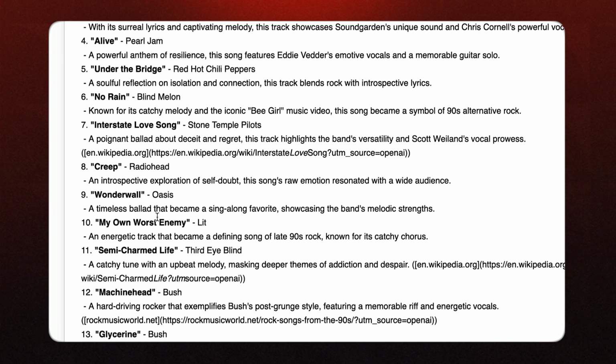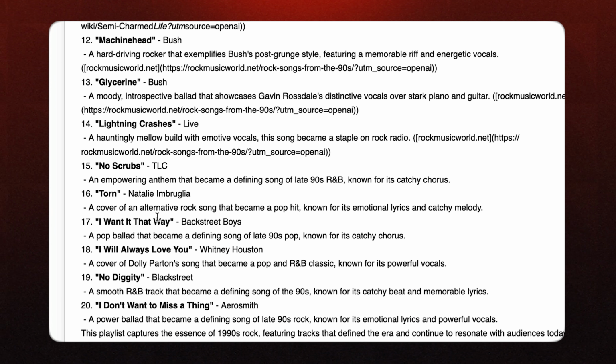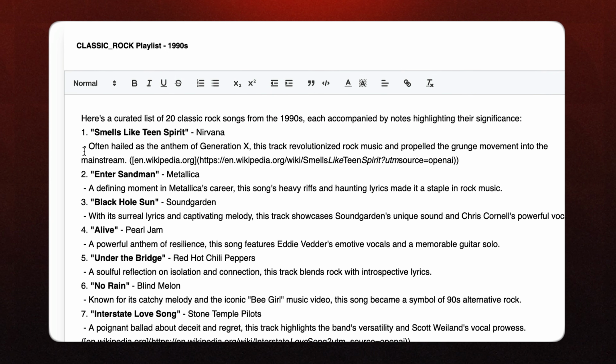We've got a list of 20 different songs, and beside each song, we have a description. So this is going to save us so much time when we're on air and we're actually presenting our show. So we've got Nirvana, Smells Like Teen Spirit, a classic 90s rock song, often hailed as the anthem of Generation X. The track revolutionized rock music and propelled the grunge movement into the mainstream.